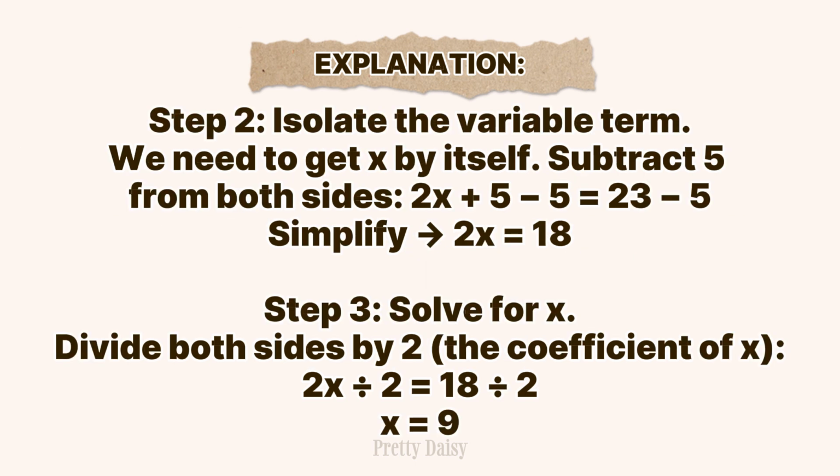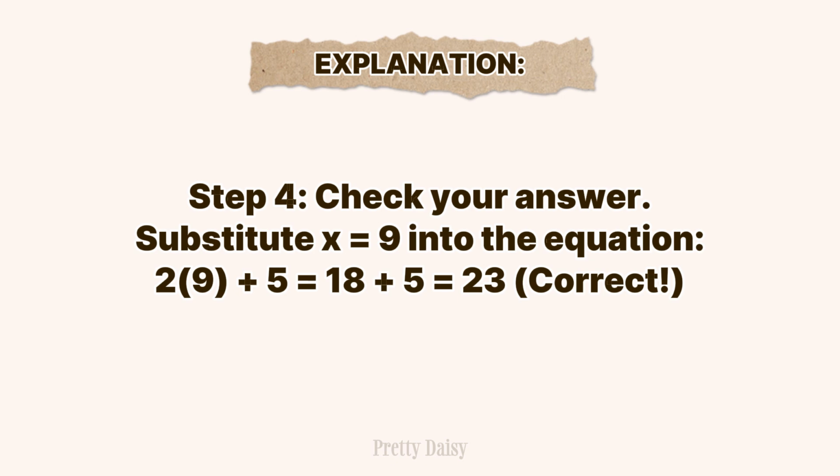Step 2. Isolate the variable term. Subtract 5 from both sides. 2x plus 5 minus 5 equals 23 minus 5. Simplify. 2x equals 18. Step 3. Solve for x. Divide both sides by 2, the coefficient of x. 2x divided by 2 equals 18 divided by 2. x equals 9.